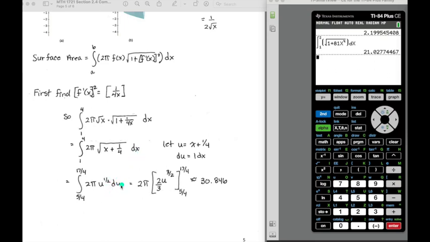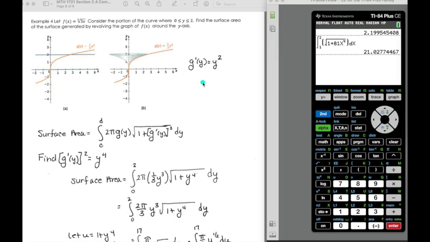And don't forget, when you change your variable like this, you have to change your limits. So I substituted 1 and 4 in for x and found what the value was in terms of u. So don't forget to do that. And then, of course, when I went through and did the arithmetic, and I evaluated that from 5 over 4 to 17 over 4, I got 30.846. And so whatever unit that would be in, it could be meters squared, it could be inches squared. This didn't indicate that here, but just keep in mind that this is a surface area, so this should be in some kind of unit squared.